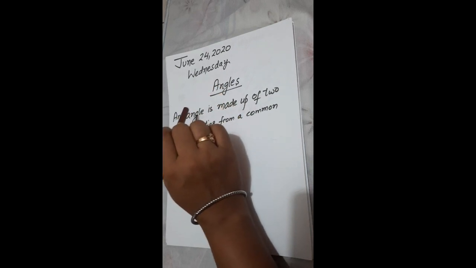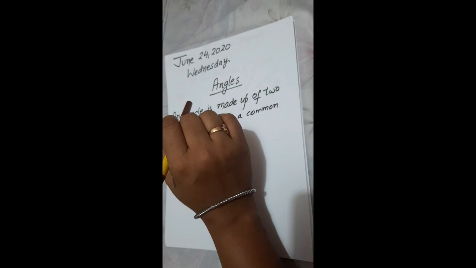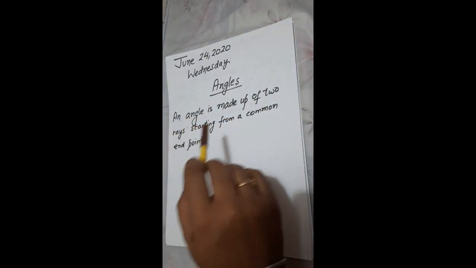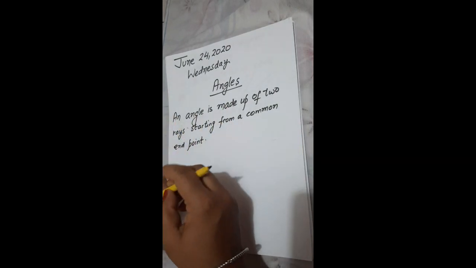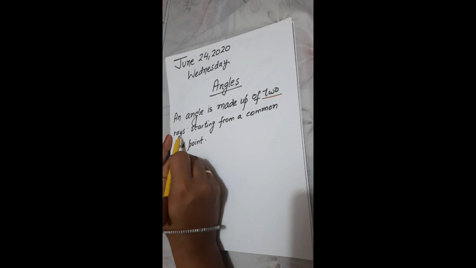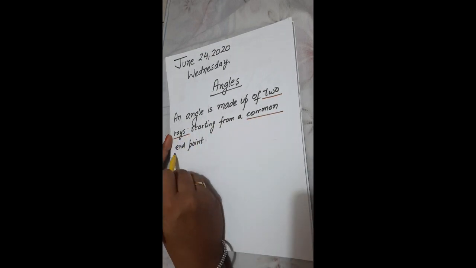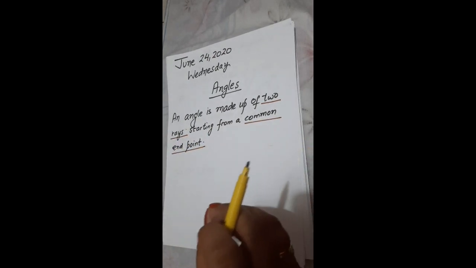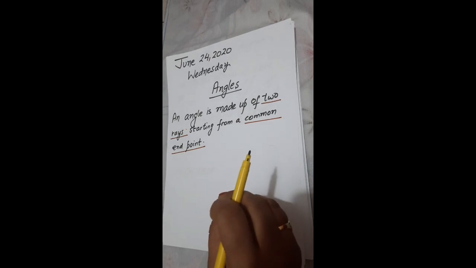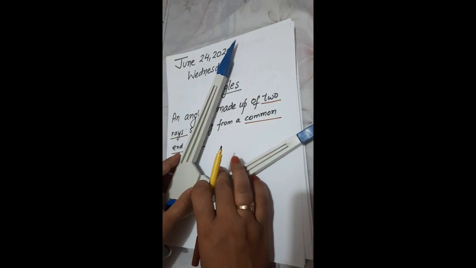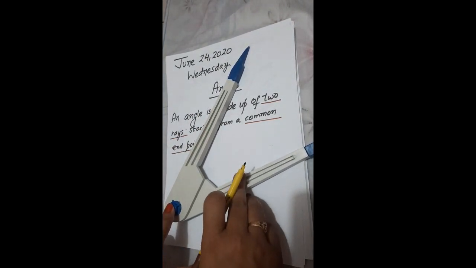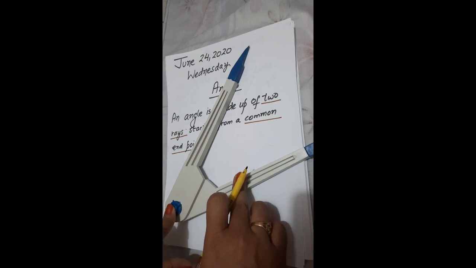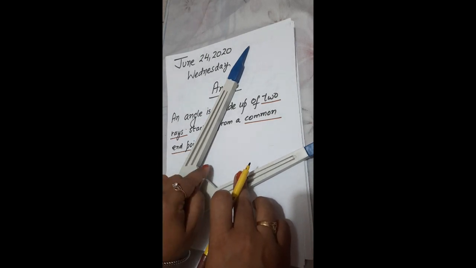In the earlier videos, we learnt about curves, open curve, simple closed curve, polygon, etc. In this video, we will learn about angles. Now here is the definition of angle. An angle is made up of two rays starting from a common end point. So basically an angle is a figure formed by two rays having the same initial point, like this. These two indicate rays and this is a common end point, or the same initial point. So this is a figure formed by the two rays and this is the angle.